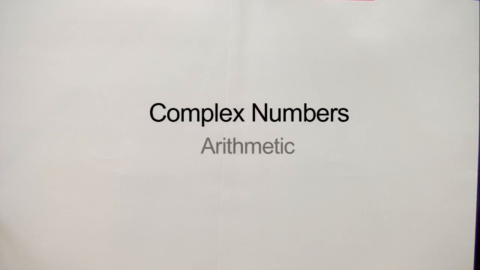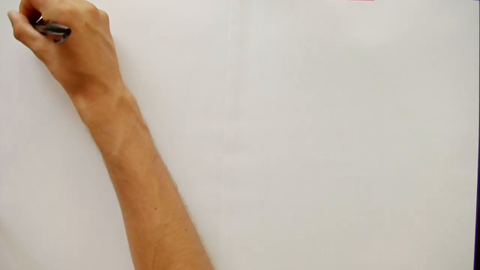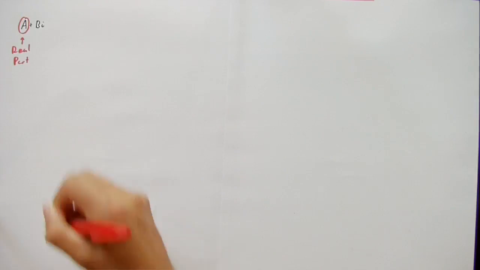Hey guys, so in this video we're going to be taking a look at how we do arithmetic with complex numbers. So by that I mean how we add, subtract, multiply and divide complex numbers. But just as a quick recap of last time, we talked about how there were two parts to a complex number, namely a real part and an imaginary part. So if we take any complex number, say a plus bi, then the real part of our complex number is going to be a, while the imaginary part is going to be b.